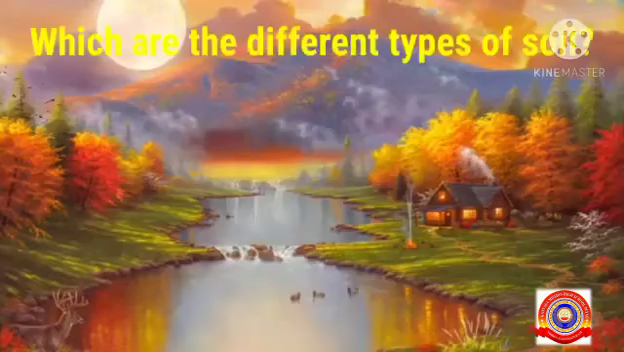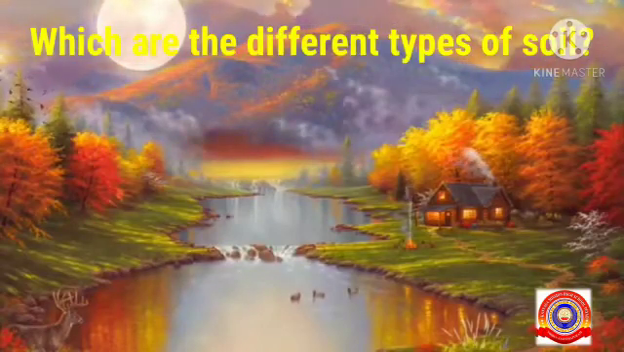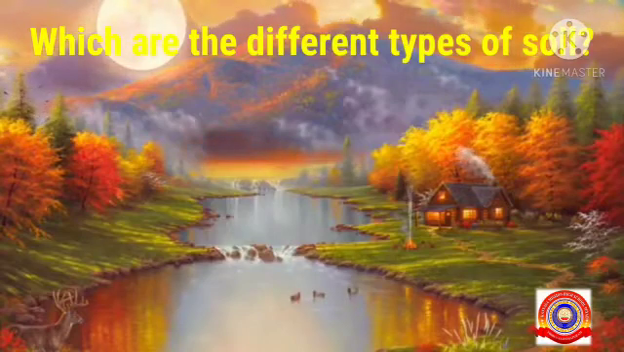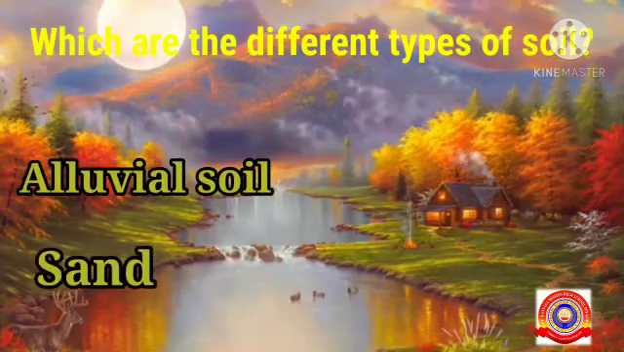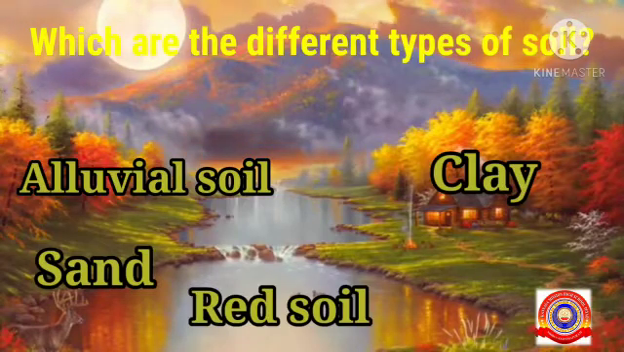Did you remember the topic that we discussed in our last class? Okay, then I will ask you a question. You have to say the correct answer. Which are the different types of soil? Say the answer. Yes, alluvial soil, sand, red soil, clay and black soil.